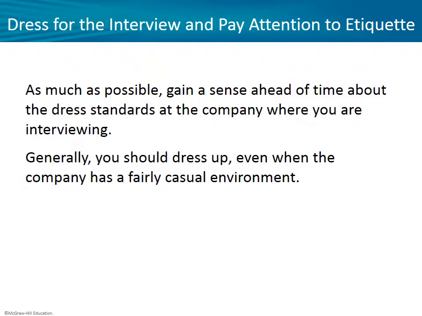No leggings. No leggings, girls. I could have a whole class on dressing. And if you're not sure, you ask somebody at the Career Center.